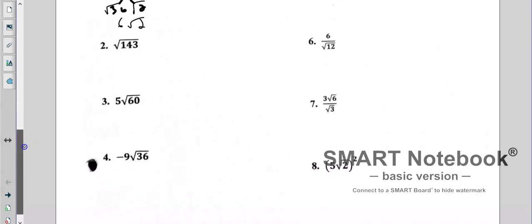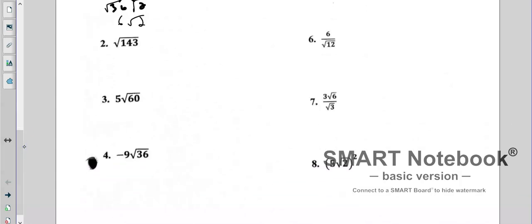These are numbered weird. I guess we're going to go straight down. 143. Okay, 143. You're looking for numbers to go in there. That's a magic number. Now, on this one, it's kind of a trick question because the only two numbers that make 143 are 11 times 13, and those are both prime numbers. So that can't be broken down into any perfect squares. So this one is simplified already.